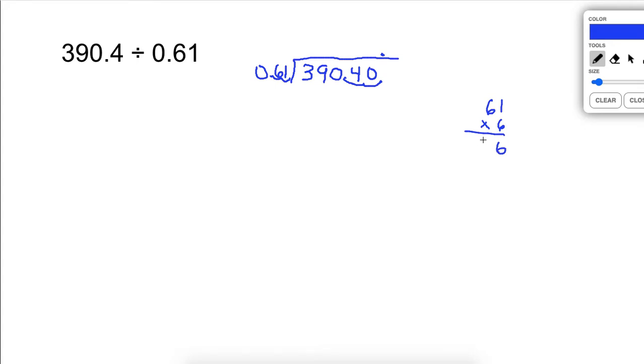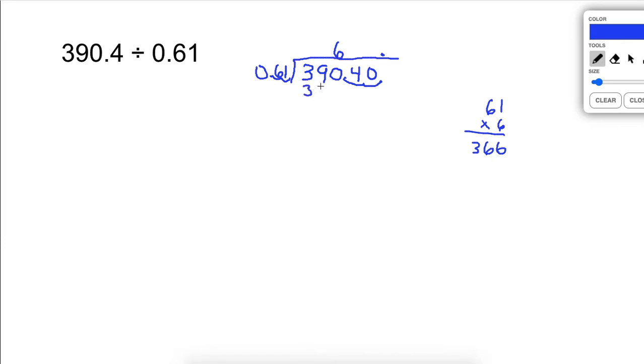6. And then 6 times 6 is 36. So that's going to be enough. Again, that needs to go above the 0 because that's the place value we're looking at. 61 into 390 would go 6 times.